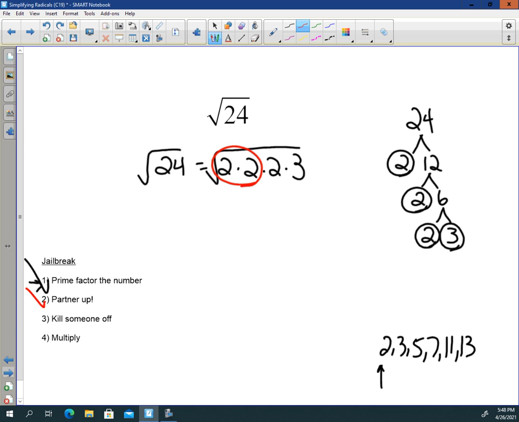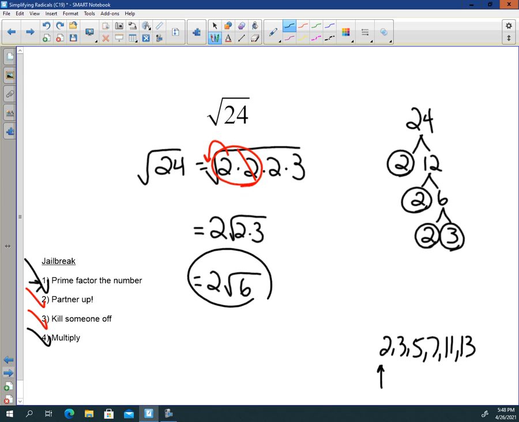So we've got this partner up thing done. And then we have to kill someone off, because unfortunately, when you break out of jail and you're in a partnership, someone always dies. And so one of these guys has to go. That one right there will work just fine, but that means that this one gets to get out. So we've killed someone off. So that means that the square root of 24 is the same as the 2 that's on the outside times the square root of the 2 times 3 that's left inside. And now we're going to multiply to simplify. We have 2 times the square root of 2 times 3, which is 6, and that's done.